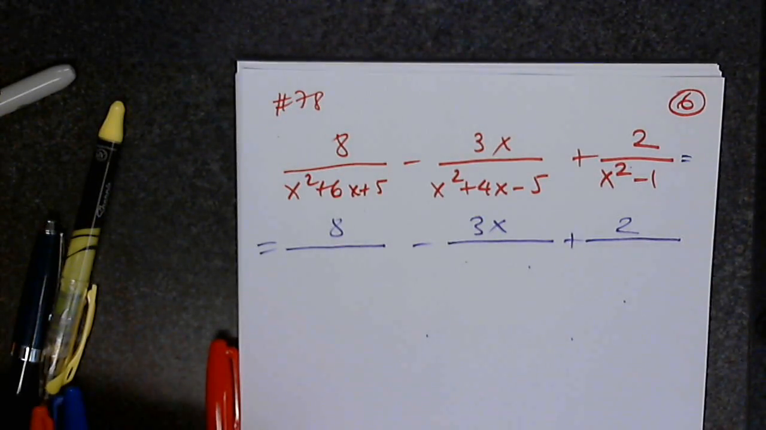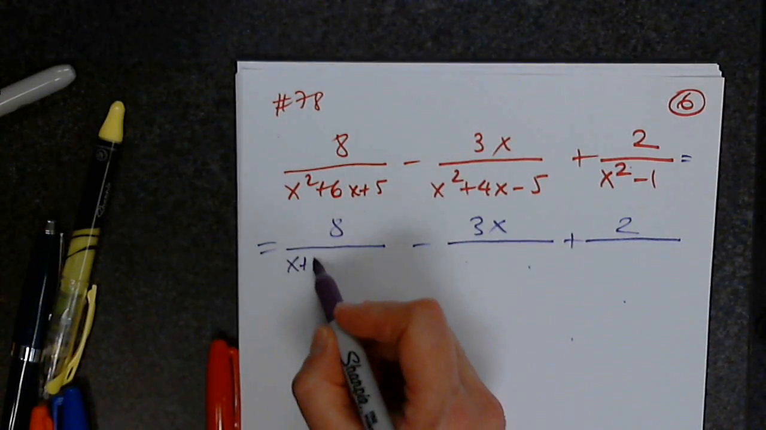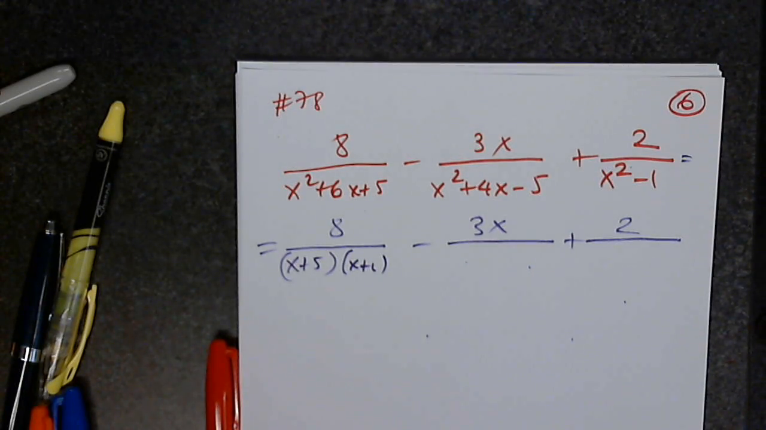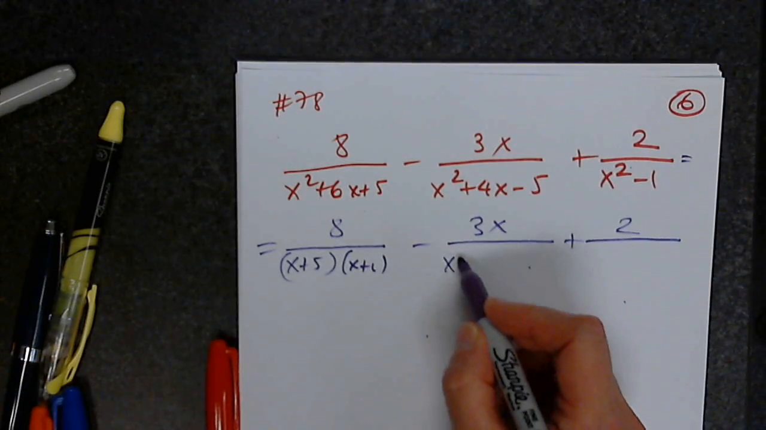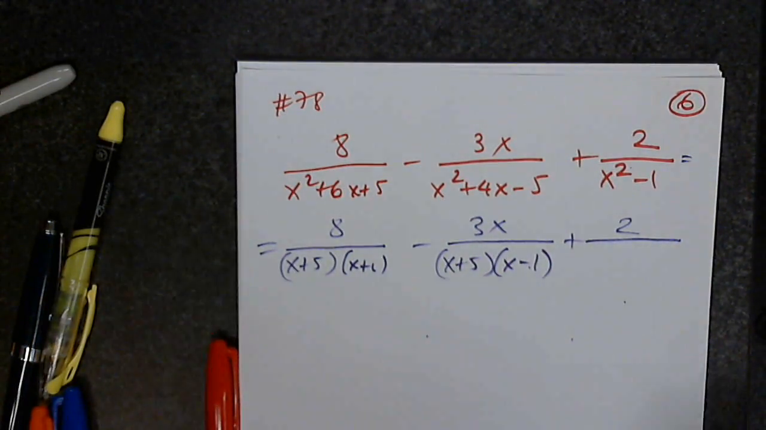Can anyone give us anything? The first. Yes? X plus 5 times x plus 4. Do we all agree with x plus 5 times x plus 1 on the first one? Okay, the second one. X plus 5, x minus 1. Do we all agree with x plus 5 times x minus 1? And the last one.